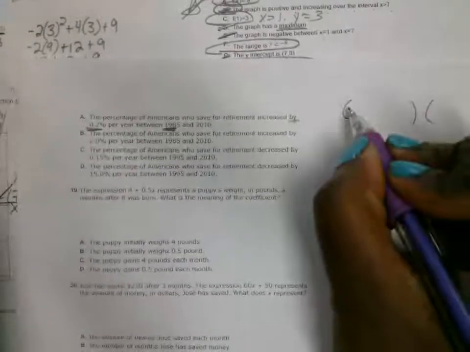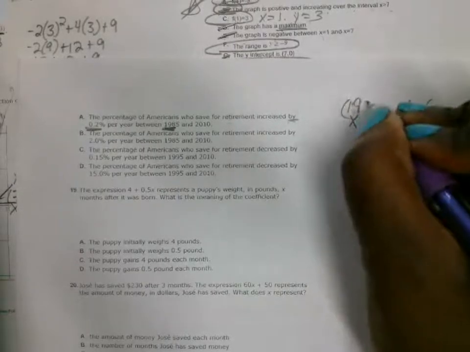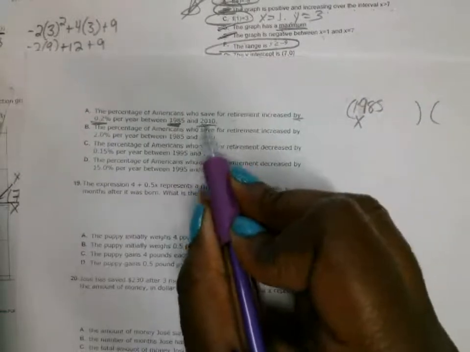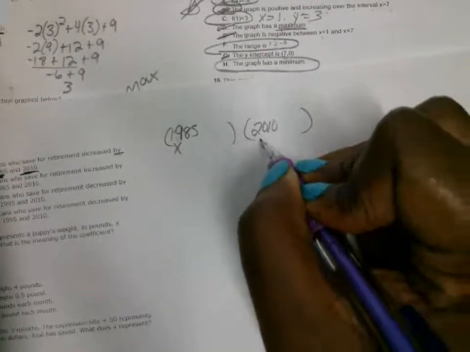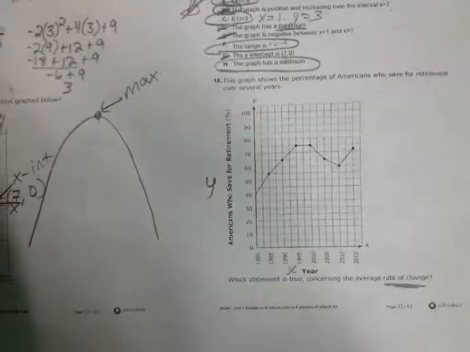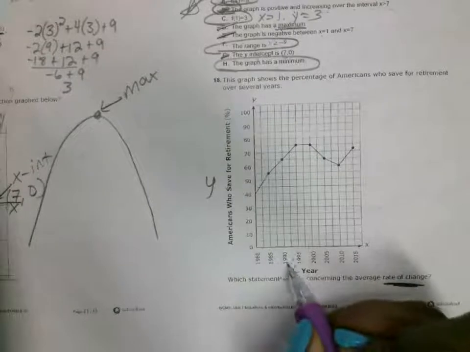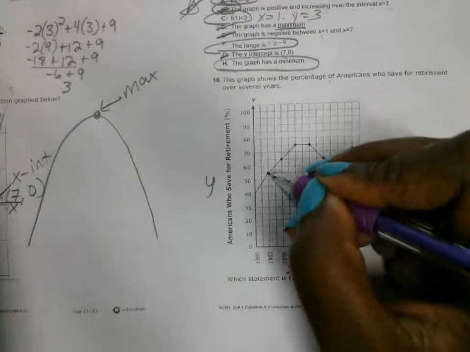So the year is along the x-axis, that's your x, and the percent is along the y, okay? So the year, your first x value is 1985. And your second x value is 2010. So now we've got to figure out what the y values are. So let's look at the graph so we can do our rate of change. All right, so for 1985, 1985 is right here. Go to the line and it is 55.